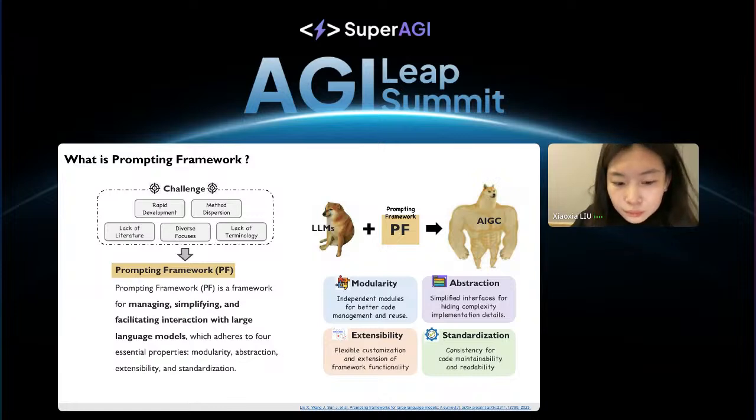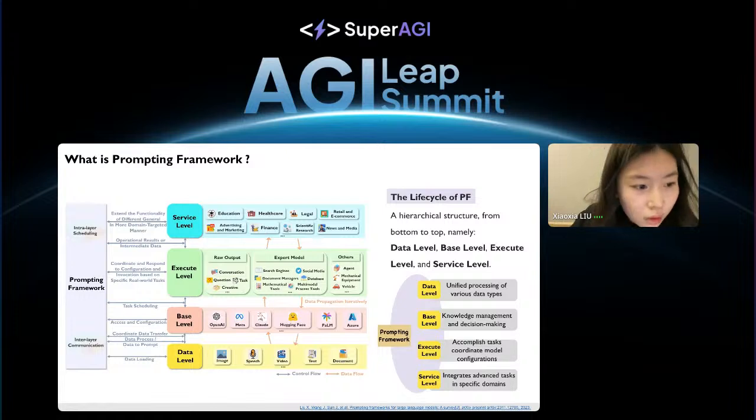So we categorize the interaction between LLMs and the external entities using a prompting framework into four levels: the data level, the base level, the execute level, and the service level. So the prompting framework serves as a facilitator for interlayer communication and intralayer scheduling.